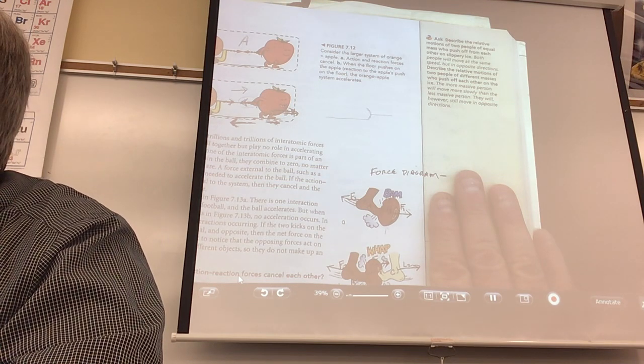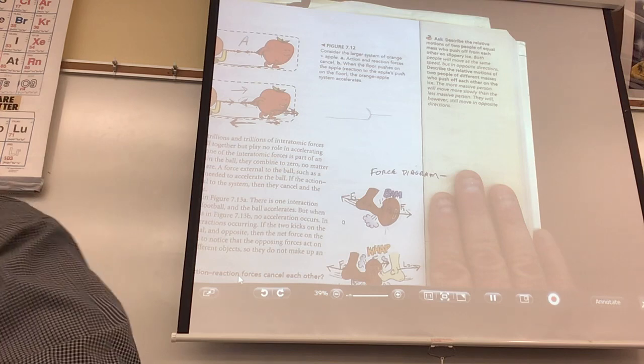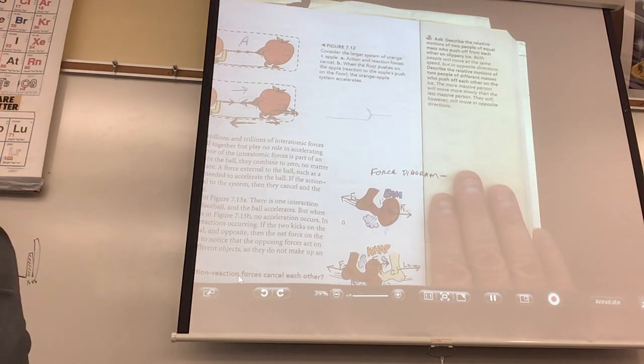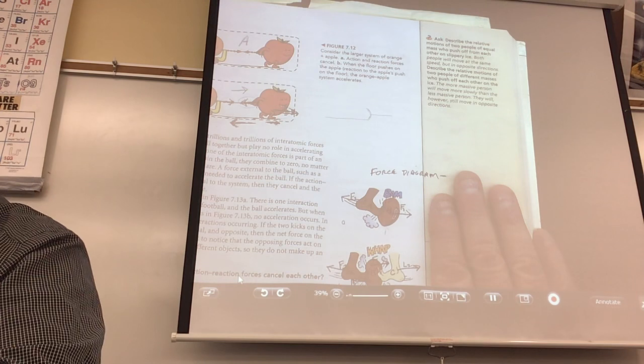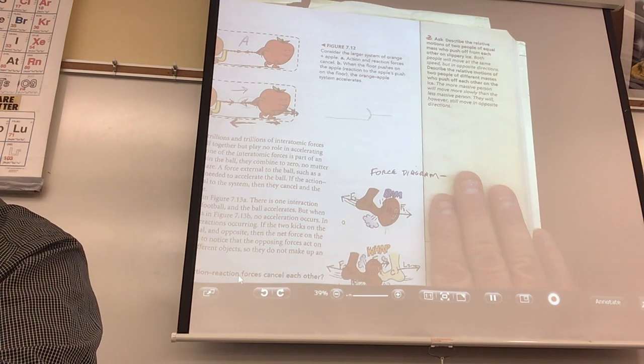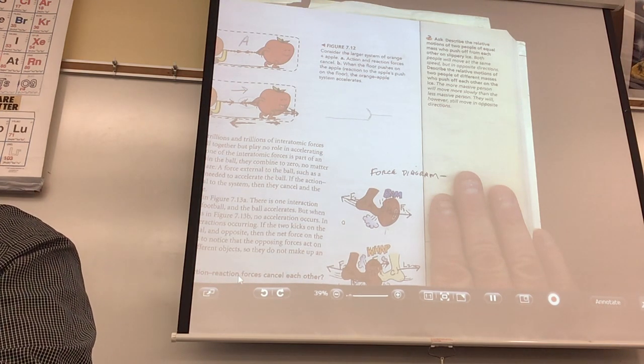Identify F2. It's a foot. Identify F2. The football is pushing back on the foot. Pushes foot to the left, isn't it? Is that right? Yeah. What effect did F1 have on the motion of the football?